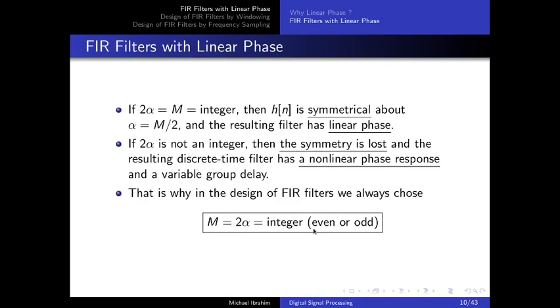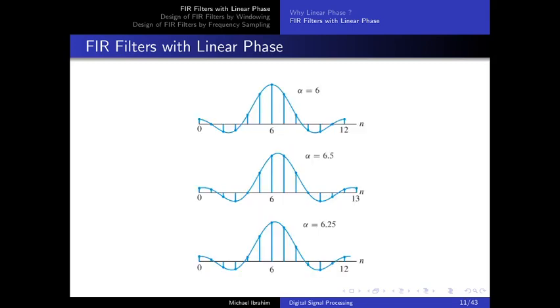If m is even, 2 alpha is an even integer, alpha is an integer, and now we have a sample at alpha and a symmetrical impulse response. And if m is an odd integer, 2 alpha is an odd integer, alpha is integer plus half, and in this case we will not have a sample at alpha, but we will still have a symmetrical impulse response. So again over here, if alpha is equal to 6, m should be equal to 12. So we will be going from 0 up to 12, which will give us a filter with length 13. We'll have a sample at 6, at alpha, and a symmetrical impulse response.